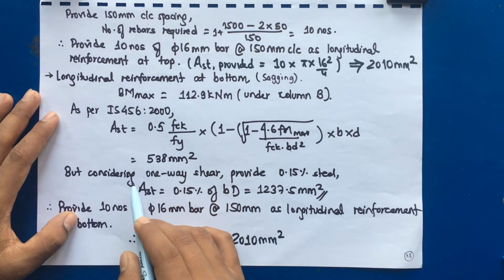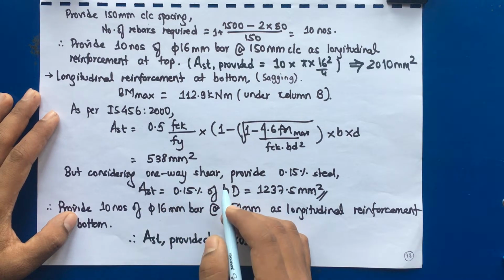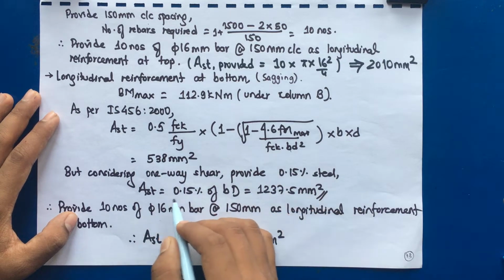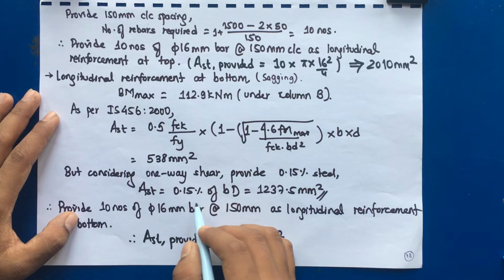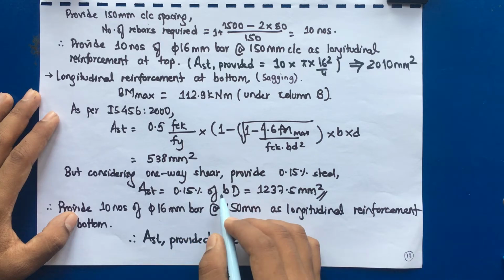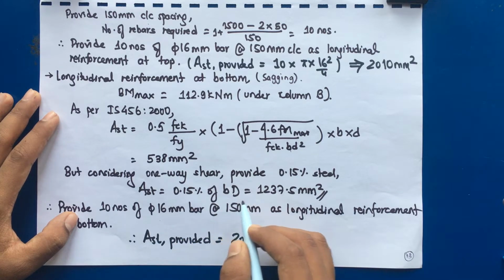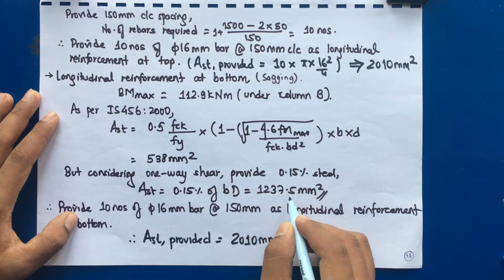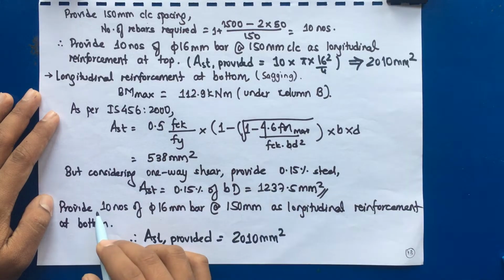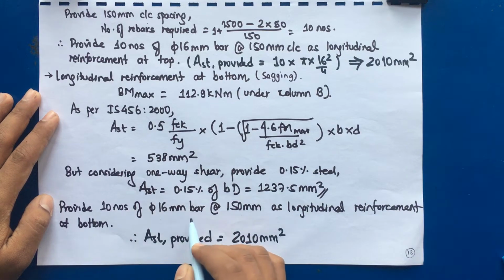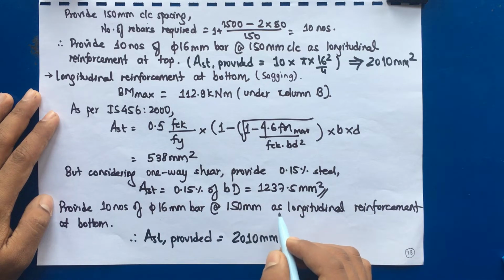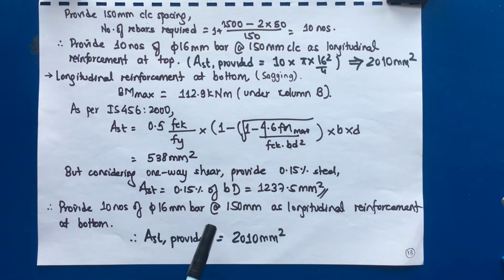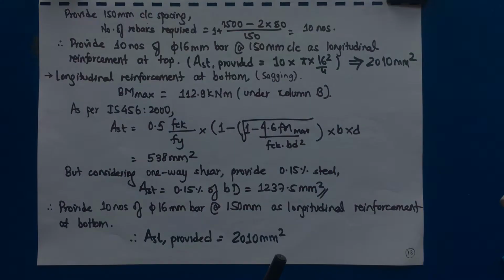So for now I am using one way shear consideration, so we'll provide 0.15% steel. So area of steel required, minimum steel, is 0.15% of BD. So substituting B as 1500 and D as 550, we get 1237.5 mm square. So provide 10 number of 16 mm bar at 150 mm center to center as longitudinal reinforcement at bottom. Area of steel provided will be 2010 mm square as well.